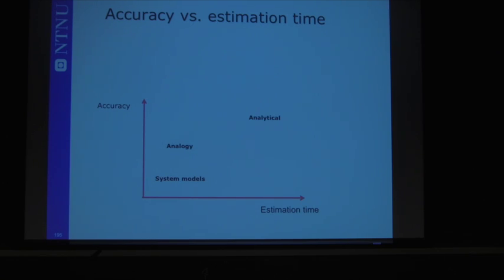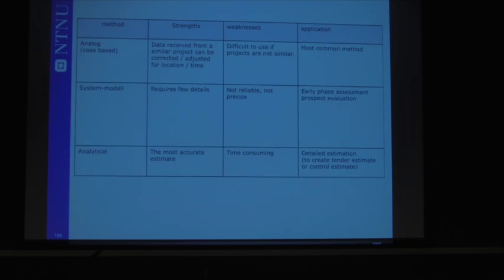What is the priority of your project? If the priority is time, then maybe it's not a good idea to spend so much time on cost estimation, right? Because you have other priorities here. System models, as you can see, don't really take much time. You just multiply two numbers: the number of square meters with a factor, the volume with a factor, the number of lines in a software system or functions with a specific number. And analogy also has less estimation time, but a better, higher accuracy.